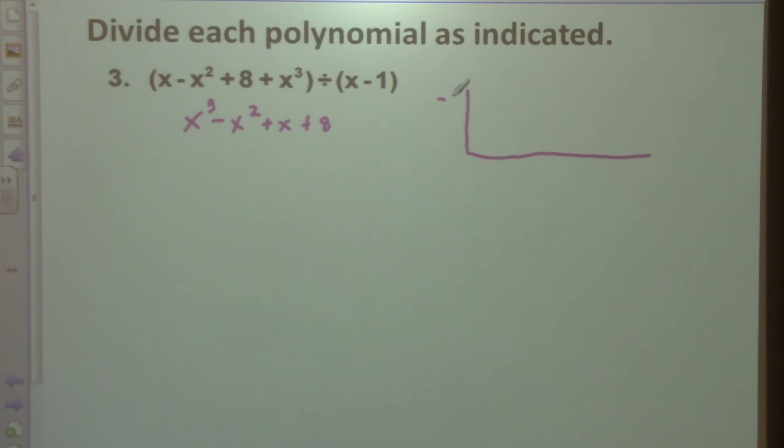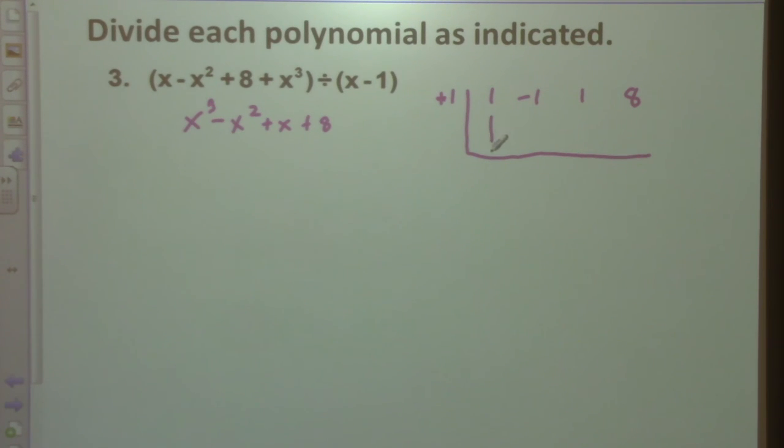He put -1 out here, and then 1, -1, 1, 8. Was that what you got, Justin? Doesn't the 1 go up there? Oh, it's going to be +1, you said. Okay, there. Yeah, Justin corrected that. Thank you, Justin.